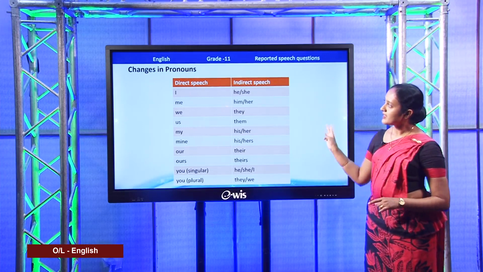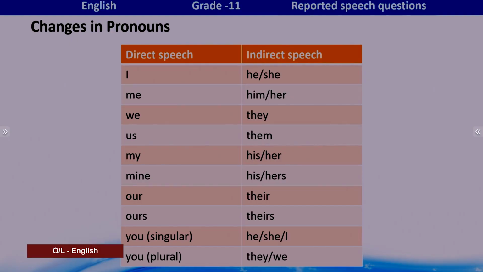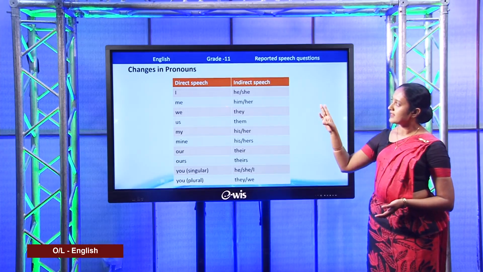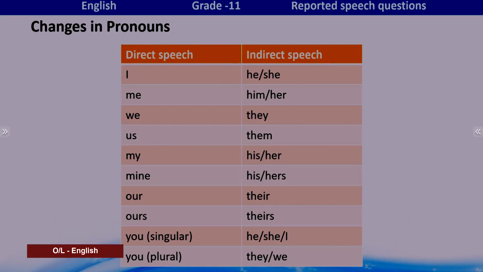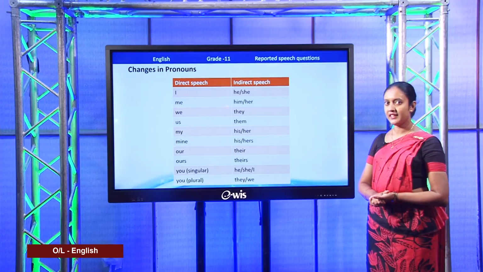Now, these are the changes in pronouns. I am not going to read all these things because it will take so much time. I think you have learned them in your classroom too. Let's look at the changes in the pronouns. For example, in the direct speech, I has been changed into he or she in the indirect speech. And also, the pronoun me has been changed into him or her. And the pronoun we into they, the pronoun us into them. Likewise, it goes on. So, I think you can understand.